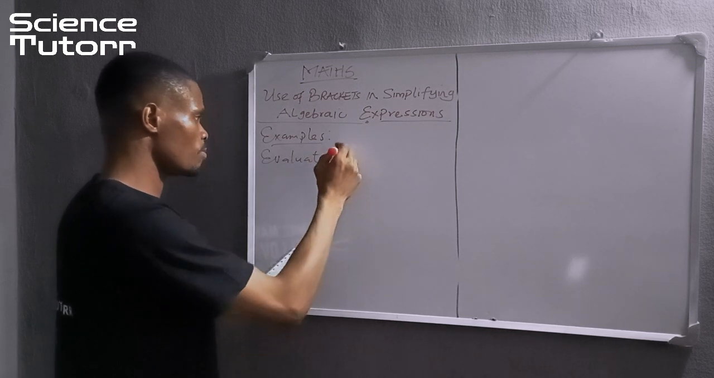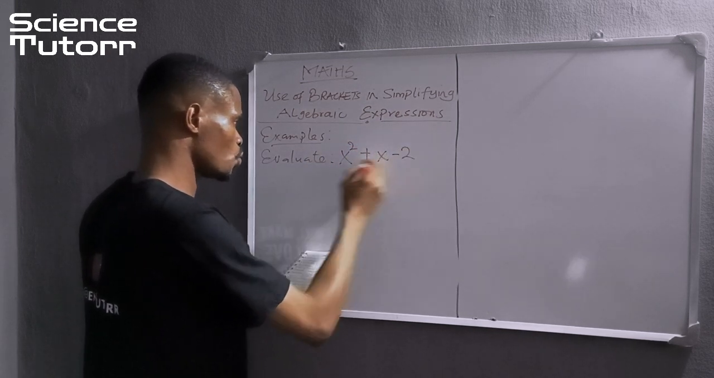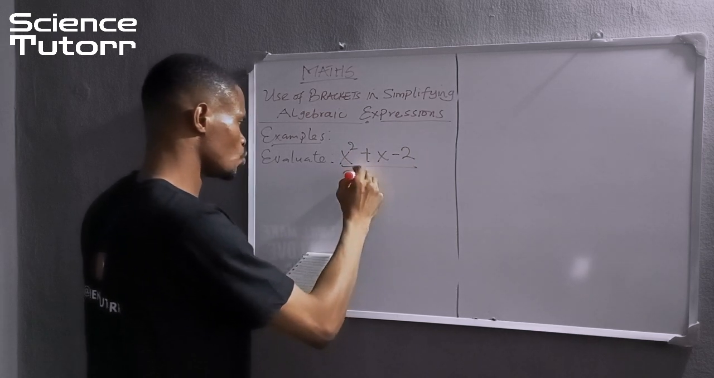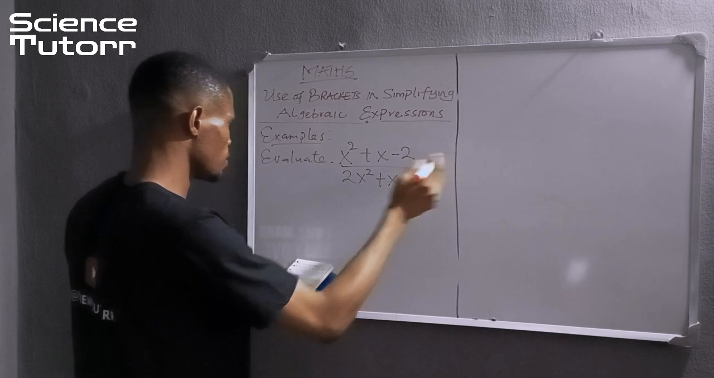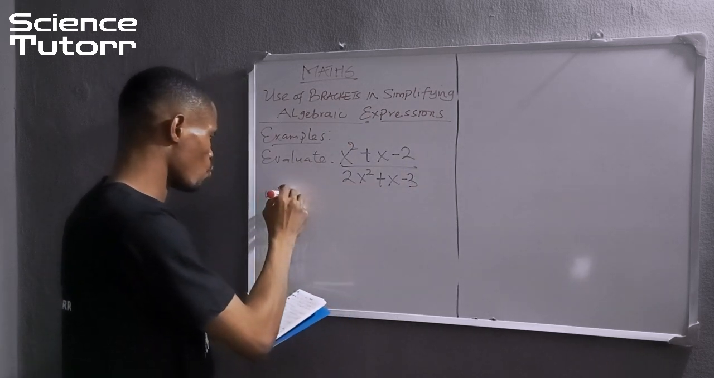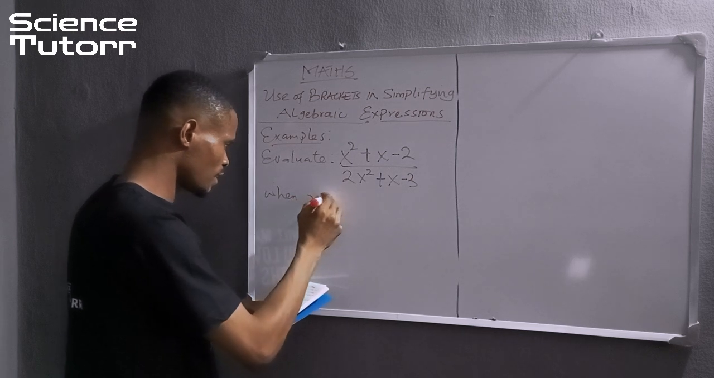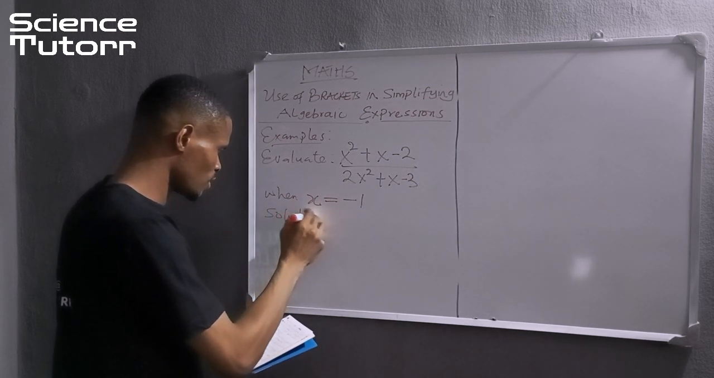We have a question on the board: x squared plus x minus 2, divided by 2x squared plus x minus 3. We are told to evaluate this algebraic expression when x is equal to minus 1. So let's get started.